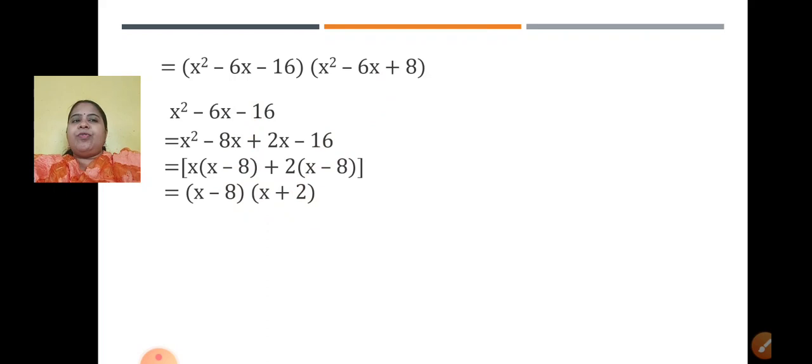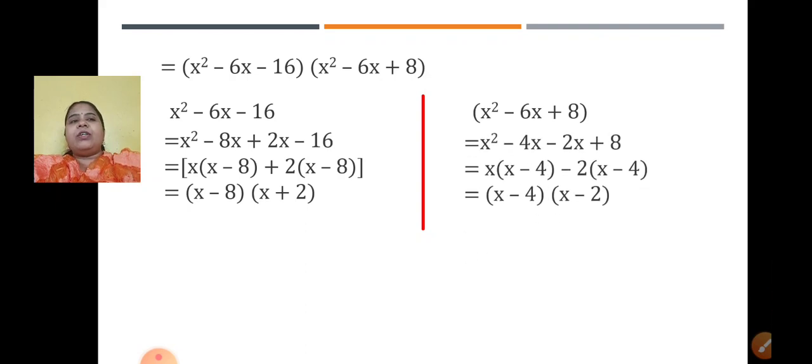Okay. Same way for the next one. It is x square minus 6x plus 8. Factors I have given you. What are the factors? Minus 4, minus 2. So from here x can be taken common, x minus 4. From here minus 2 is common. So this sign will change. It will become minus 4 again.